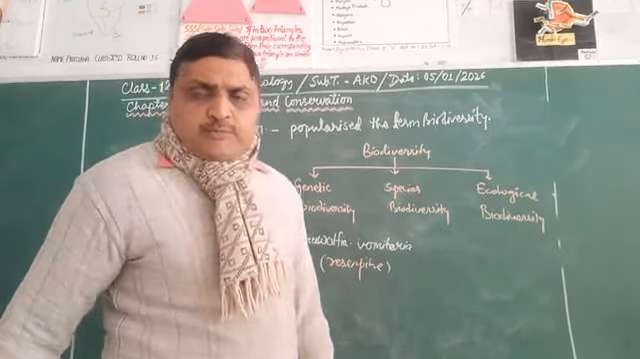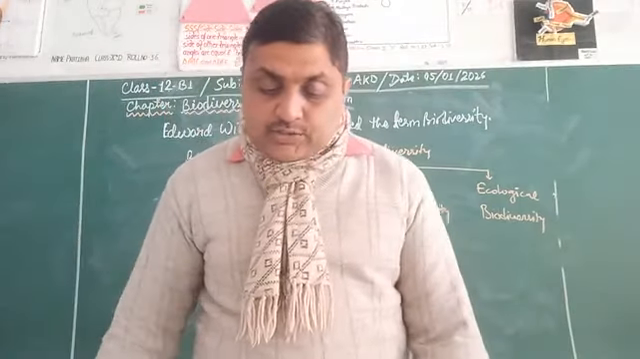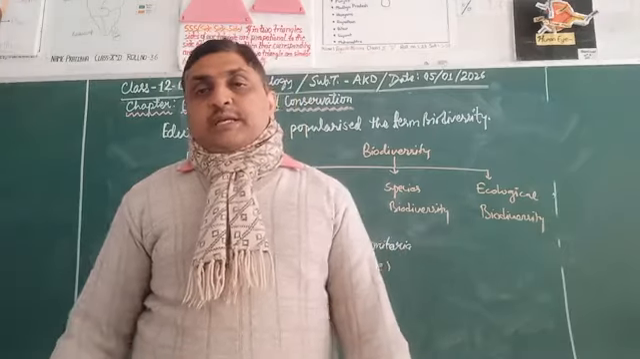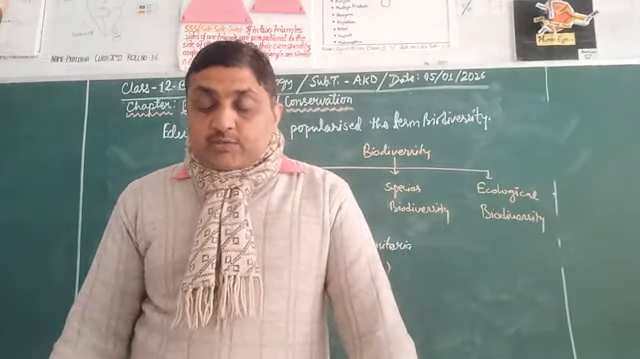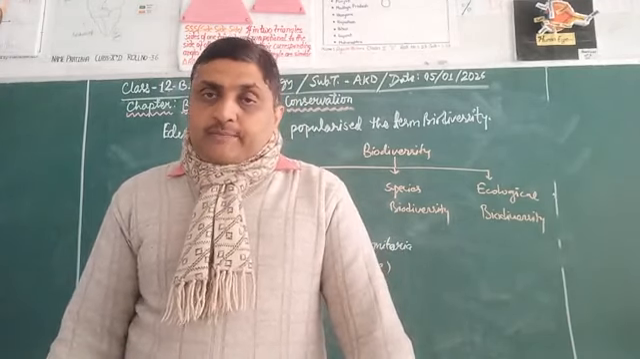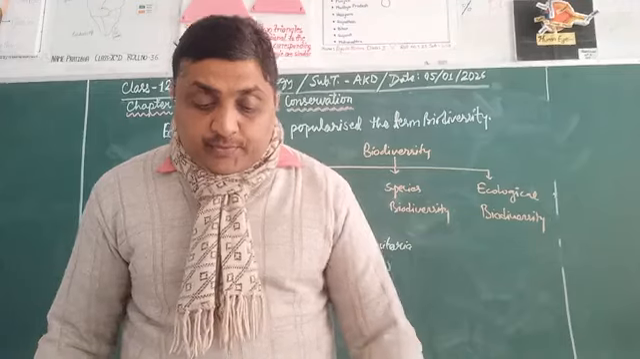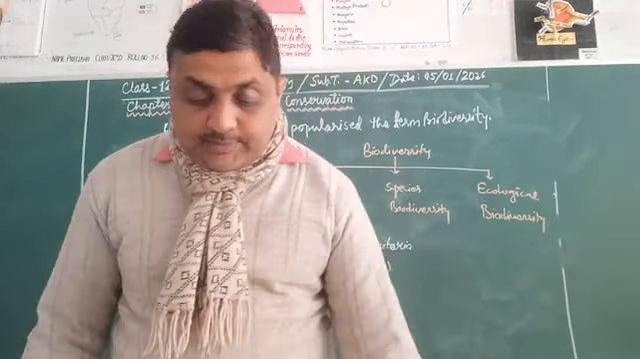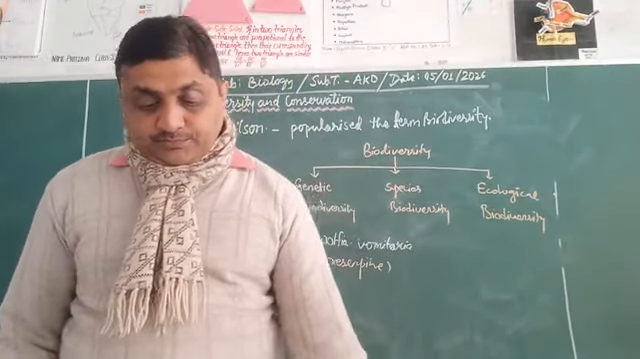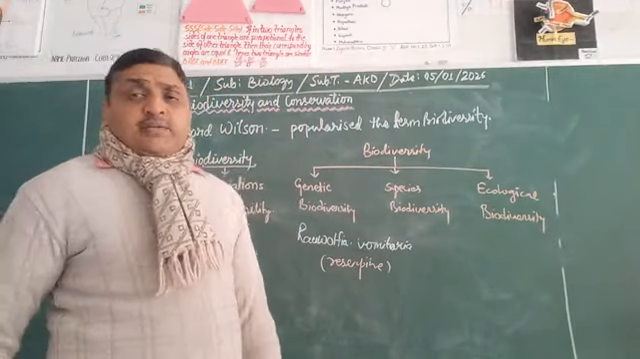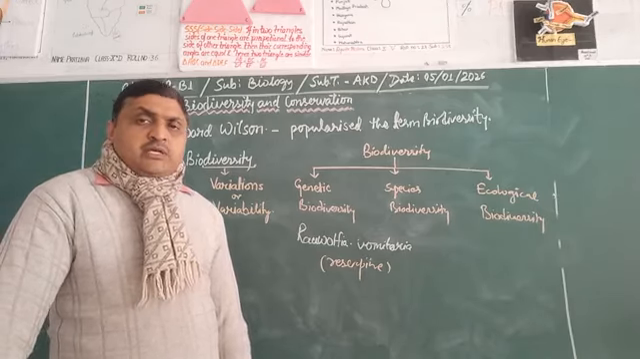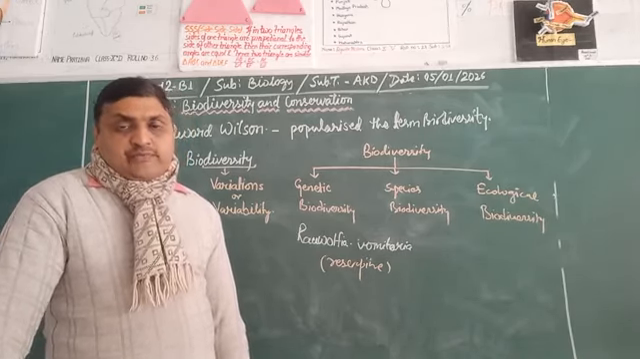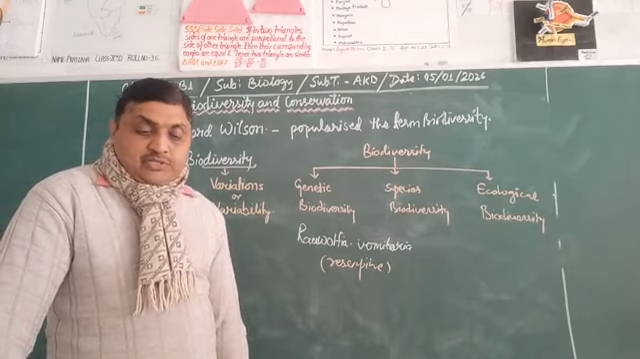So a single species shows a high level of genetic variation over its distribution range. The example is Rauwolfia vomitoria. Another example is rice. Rice has different strains, and these different strains show genetic diversification. The mango plant also shows genetic diversification.